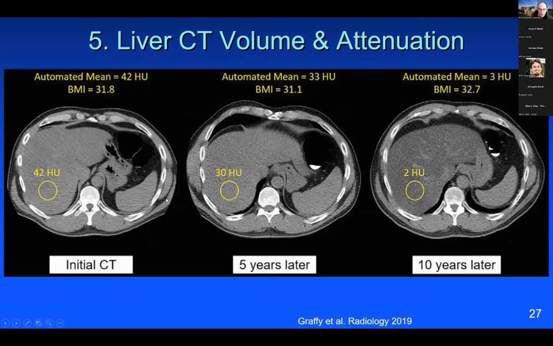This example shows an assessment of the liver of a patient who, over the course of 10 years, developed fatty infiltration. You'll notice that their liver, which is this structure here, gets darker and darker, and at 10 years, it's much darker than it was on the initial CT. This liver is filled with fat, and fat in the liver is a risk factor for cirrhosis or fibrosis of the liver, and that can lead to poor liver function.